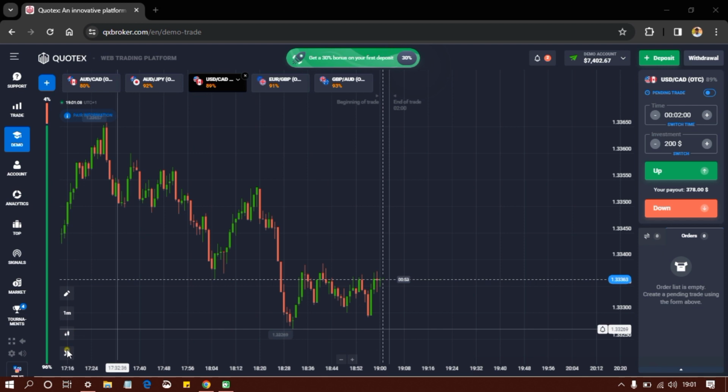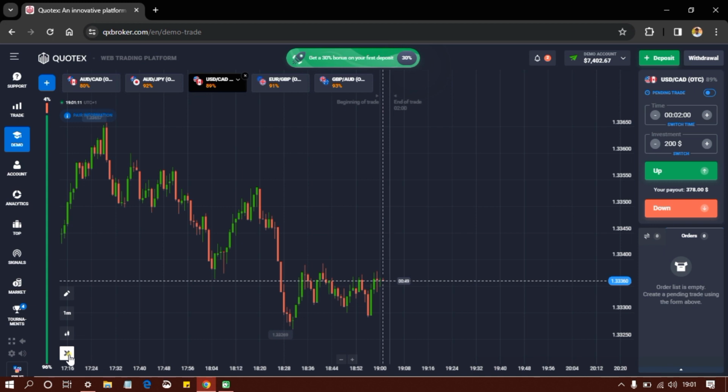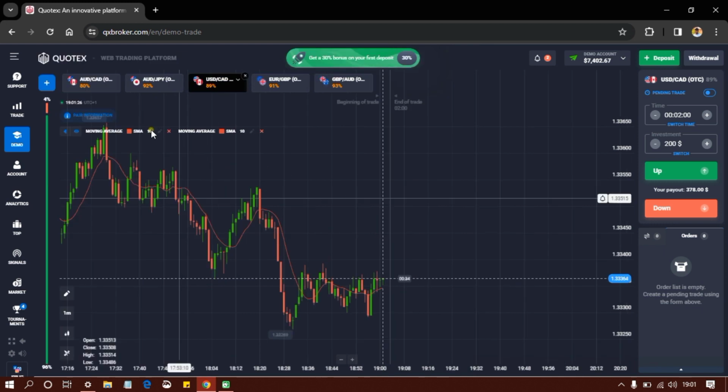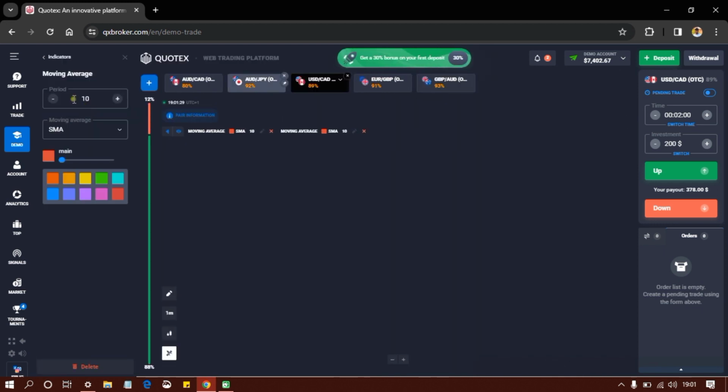Firstly, we are going to be adding the moving average to my screen. You proceed to the indicator section, which we have below here. You click on it and you add the moving average to your screen. We've added the first moving average, then we add it a second time. Now we have the 2 moving averages on my screen. So all we need to do is proceed to the settings.